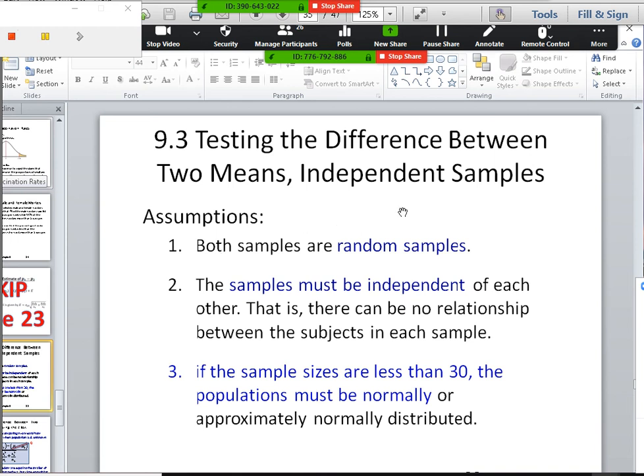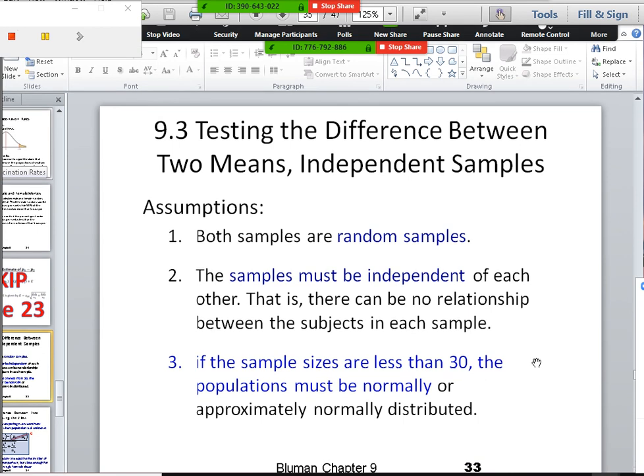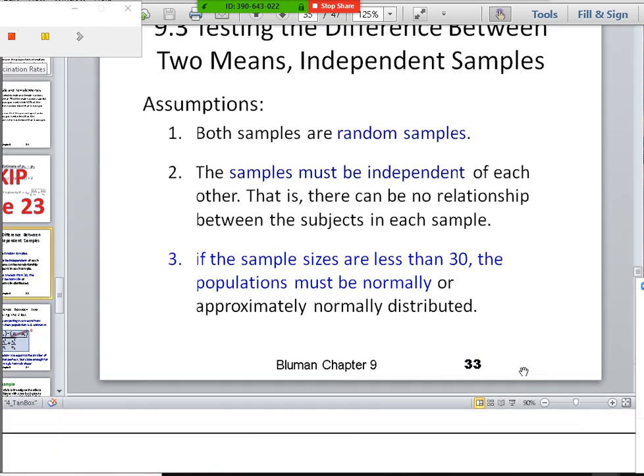Couple things that are important. Both have to be simple random samples. They need to be independent of each other. In other words, the group in one sample cannot have a relationship to the group in the other sample. And if the sample size is less than 30, then it has to be normally distributed or approximately normally distributed.